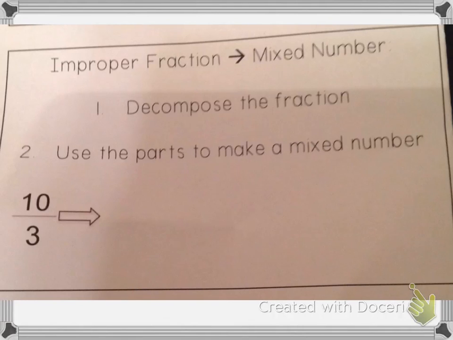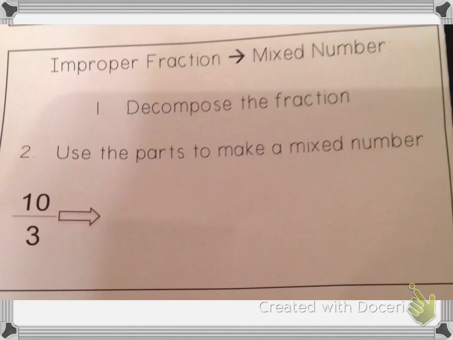Sometimes you're going to have an improper fraction, and you're going to need to turn that into a mixed number. So we're going to look at how to do that. We're going to do very similar steps. We're going to decompose the fraction, then we're going to use the parts to make a mixed number. So our example here is 10/3. So it's an improper fraction because the numerator is greater than the denominator. 10 is more than 3.